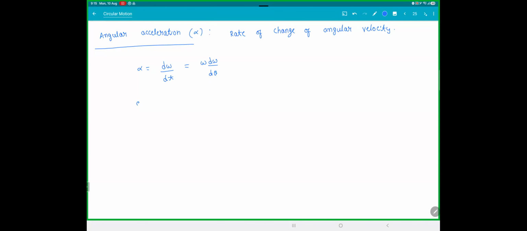Yeah. So this is looking like a is equal to dv by dt, which is equal to v dv by ds. I hope you can see the resemblance there. Alpha average will be omega final minus omega initial by time.